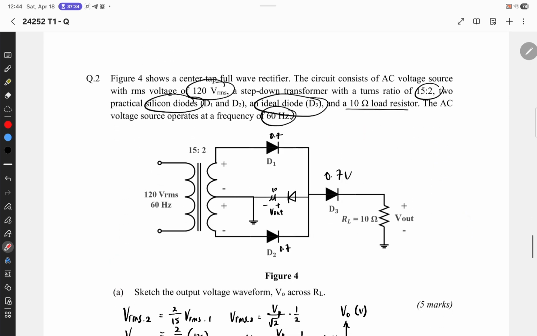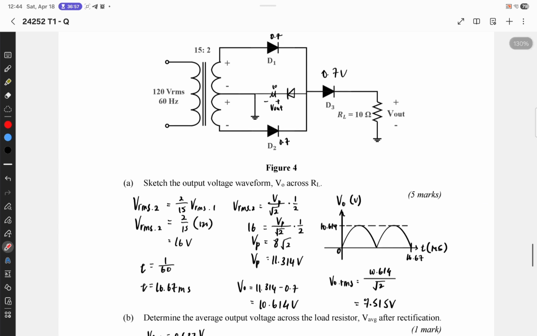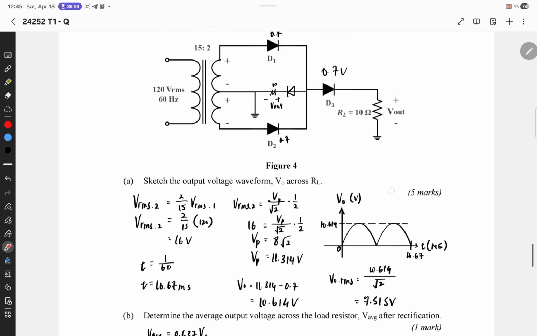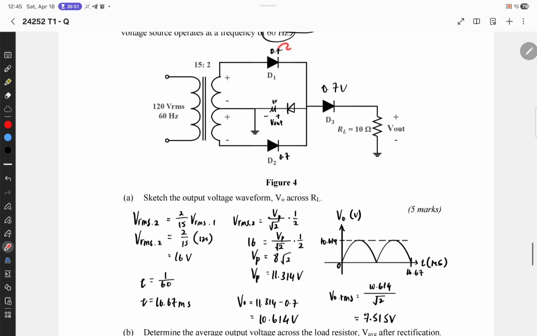Then question 2. First of all, we need to transform the primary RMS to get the secondary RMS. Then the secondary RMS will be 16 volt. Then we need to use the secondary RMS to find the V peak. So the V peak will be 11.314 volt. Then V naught equals to the V peak minus 0.7.